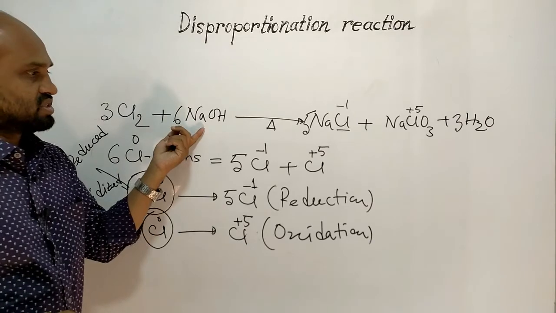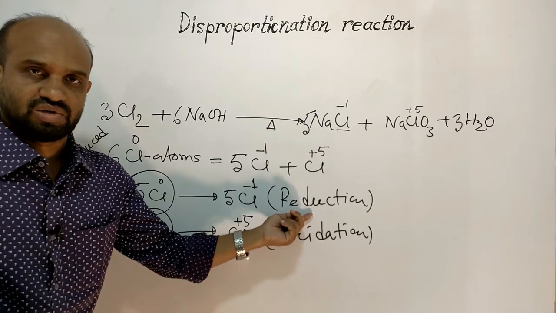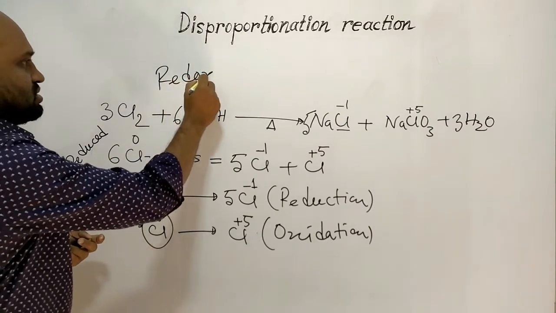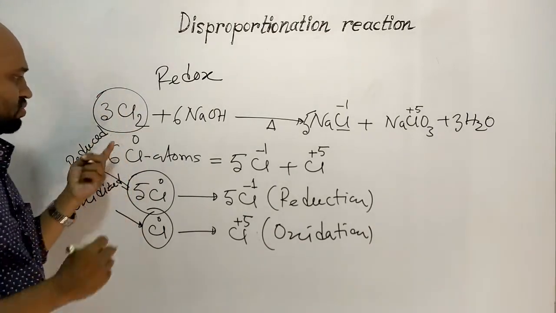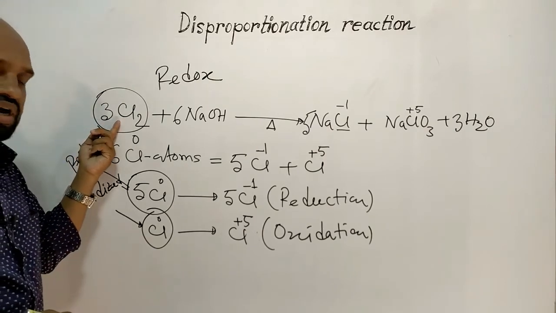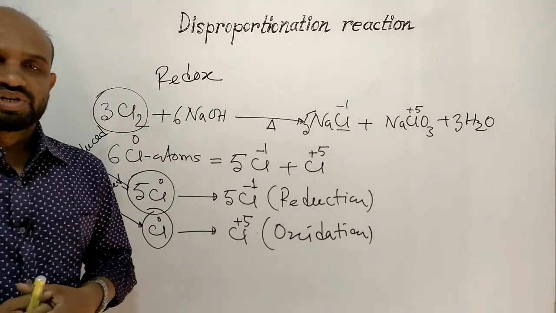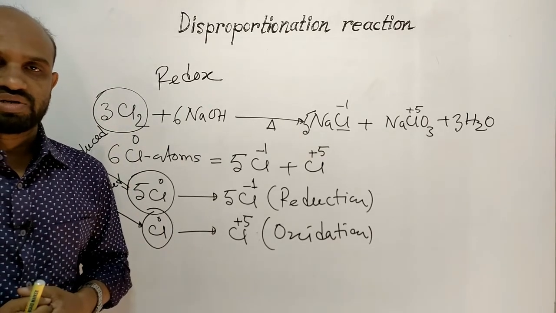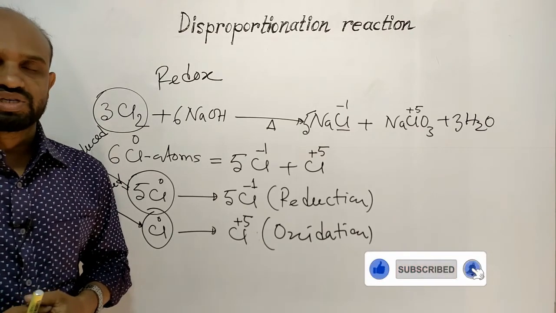So this is a reaction where oxidation and reduction both happen. That is why this is a kind of redox reaction. And in this redox reaction, some atoms of an element are reduced and the remaining atoms of that element are oxidized. So this is a kind of disproportionation reaction, because in this reaction some atoms of an element are oxidized and the remaining atoms of that element are reduced in the same reaction.